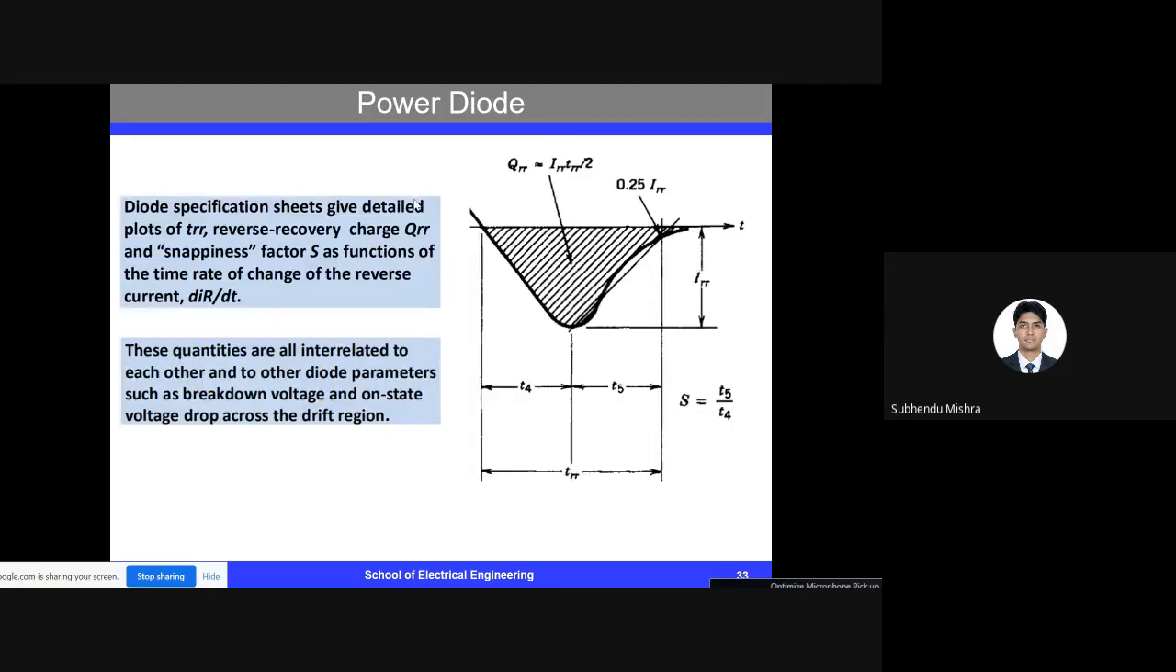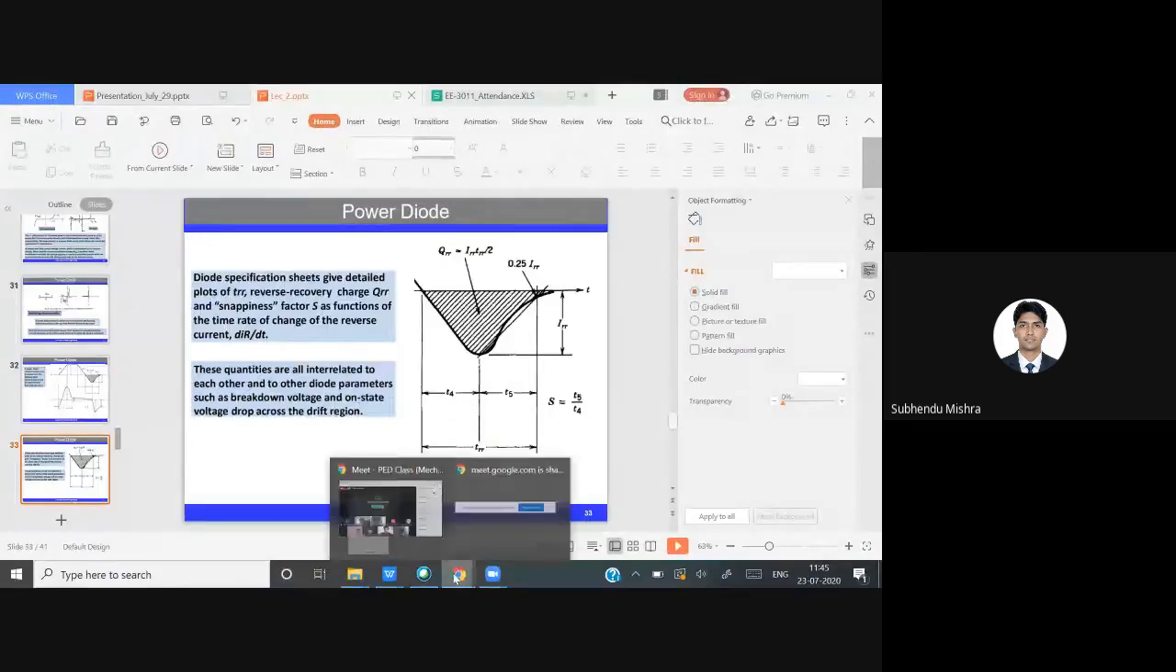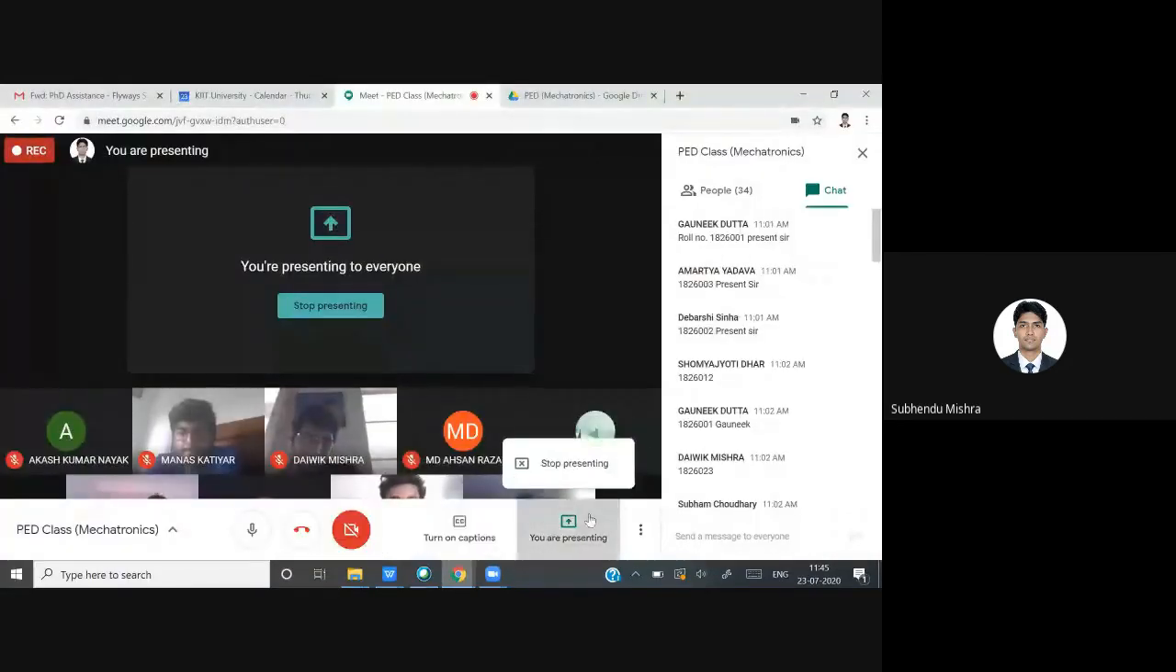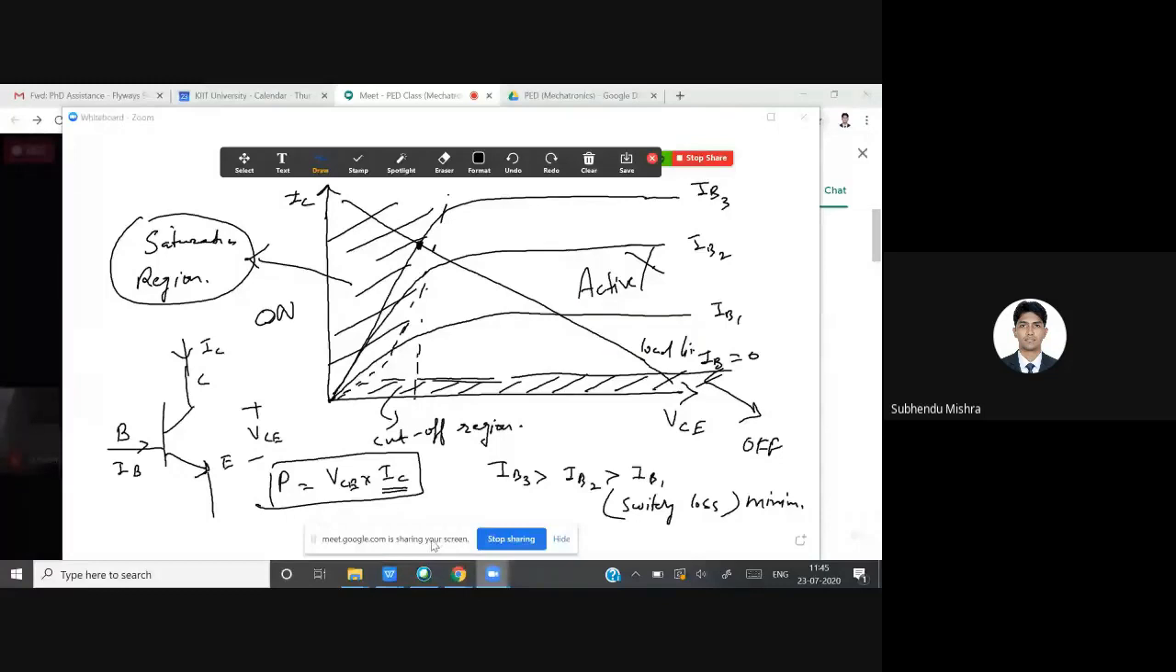Okay, so this diode, let me just draw this. One second. Can you see the screen?